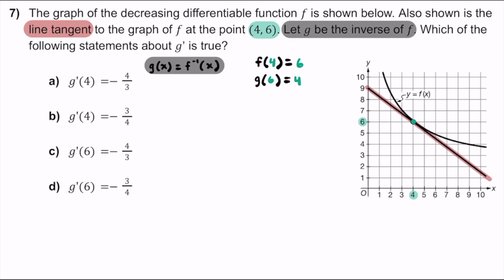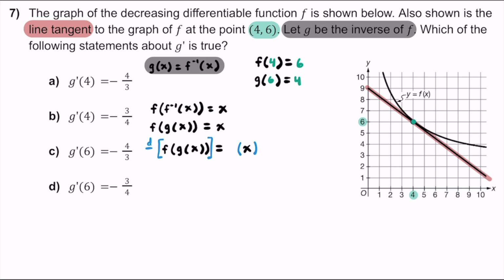Let's see if we can figure out which of the following statements is actually true about this g prime. Let's start by writing down something we know about functions in general. If we take f of f inverse of x, if they're inverses, we're always going to get x. In this problem, f inverse of x is defined as g of x, so let's make a substitution and say that f of g of x is equal to x.